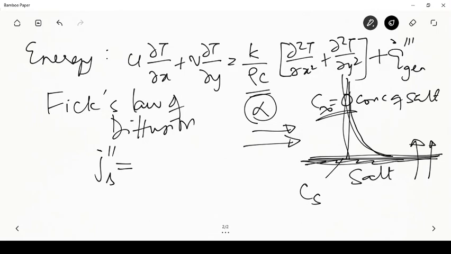So it would be equal to minus D times del C by del Y, where D is the diffusivity of the salt in this medium. Okay, so it's a property of actually the solute and the solvent put together. It's a solute-solvent pair thing. So this is the diffusivity of salt in this medium multiplied by.